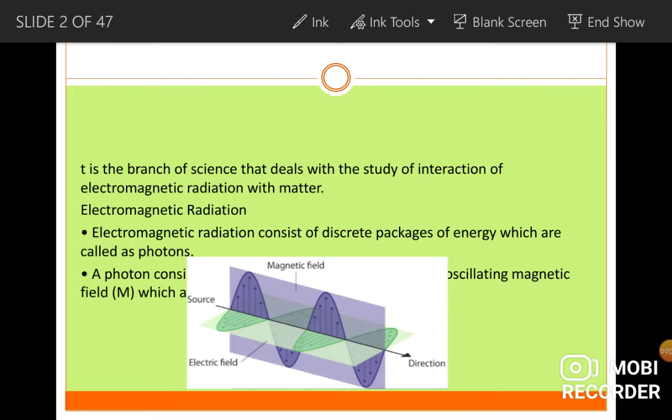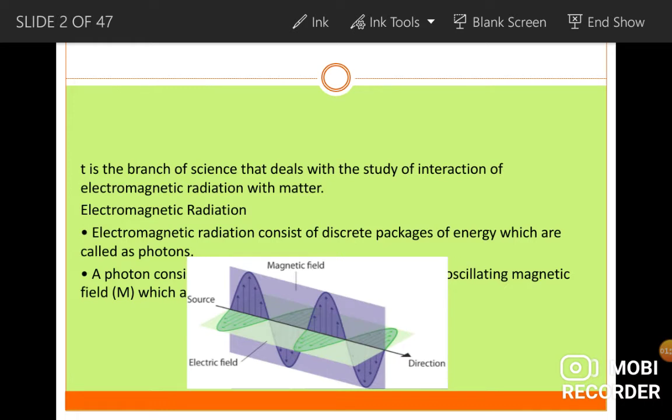the different types of basic phenomena used in UV spectroscopy, like wavelength, photons, frequency, etc. So spectroscopy is a branch of science that deals with the study of interaction of electromagnetic radiation with matter.